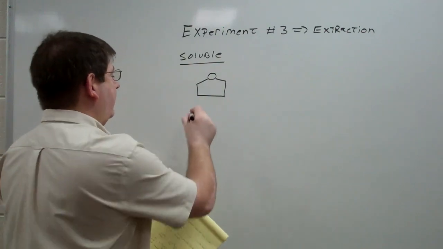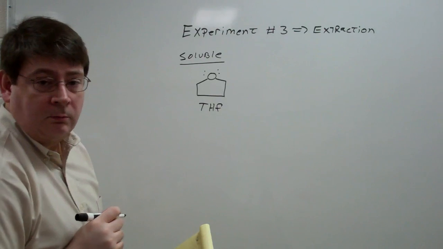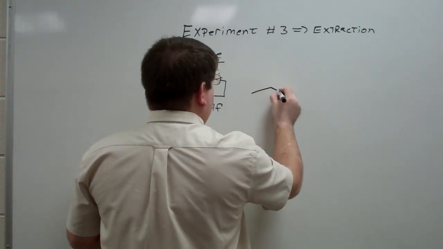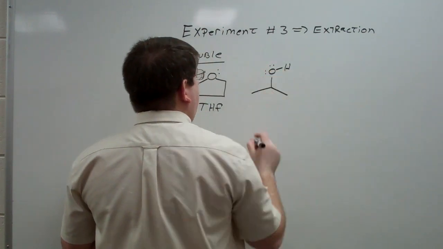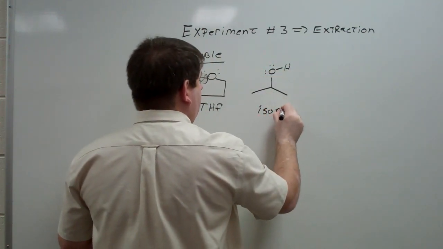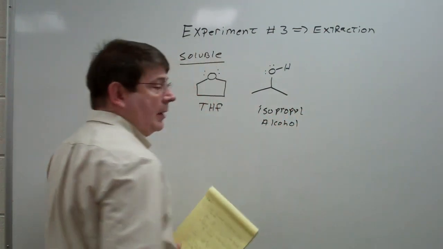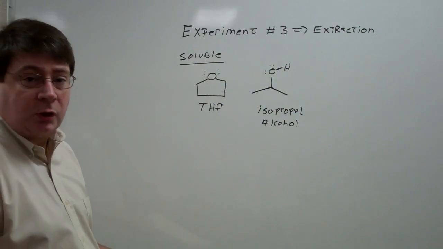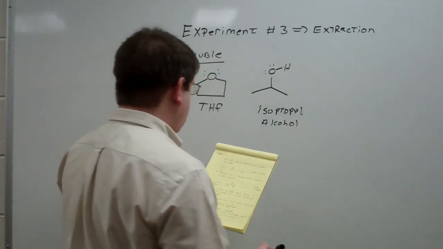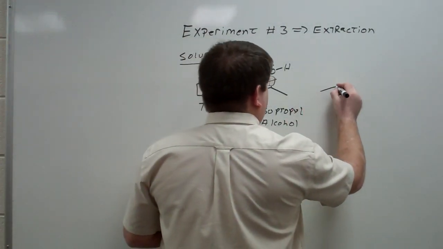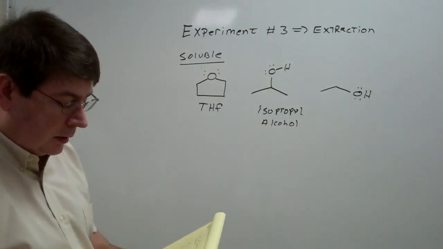This is known as THF, tetrahydrofuran. It is a water-soluble molecule. Another molecule that you're all familiar with is 2-propanol, or isopropyl alcohol. This is rubbing alcohol. You buy this as a 70% solution of isopropyl alcohol in water, so it is absolutely miscible with water. And ethanol, again, perfectly soluble in water.